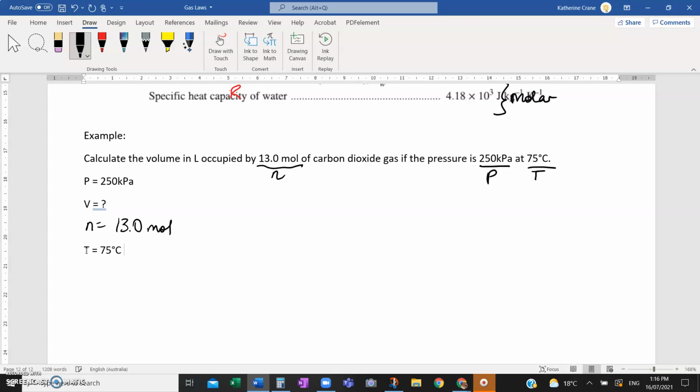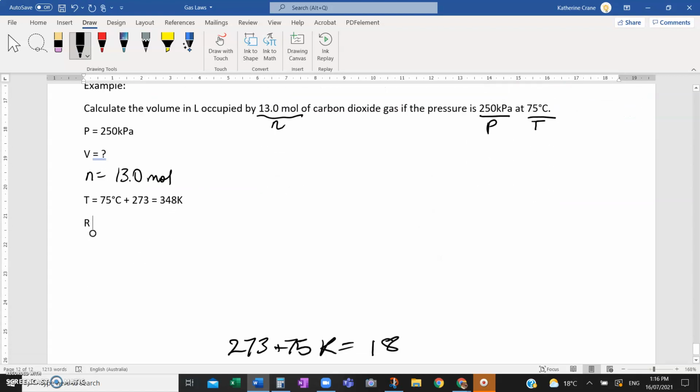If I add 273, that equals 348 Kelvin. Then we have R, which is 8.314, in joules per mole per Kelvin. I won't put all that in because it will take too long right now. With this, let's write it in the middle: PV equals nRT.